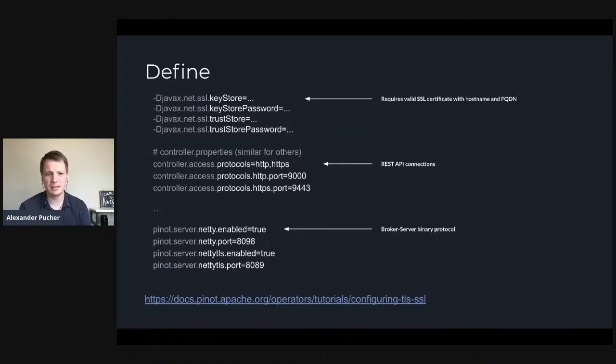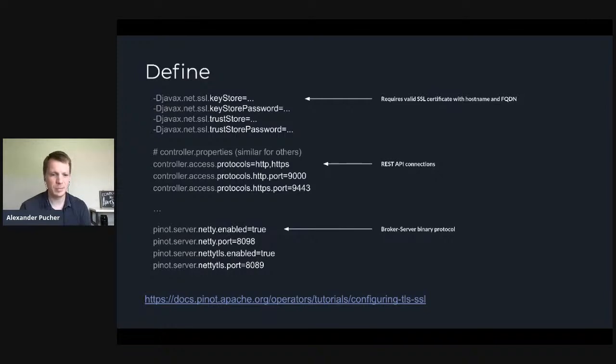The second part is, of course, again, the protection and the exposition of REST API connections. You can already see this here. This would be a configuration for dual ingress, where we support both HTTP and HTTPS connections, and we just expose them on different ports. Here, this is the config from the controller. Similar to this, you can also do the same thing for a broker or even for the server internally.